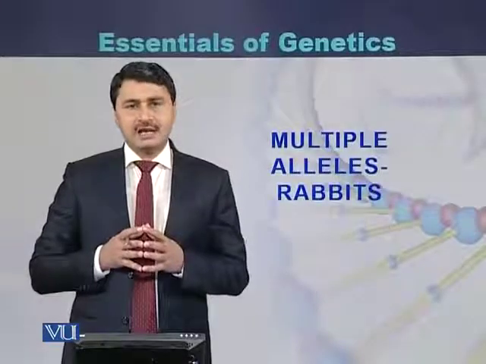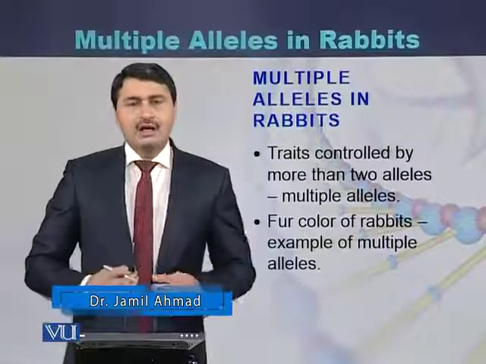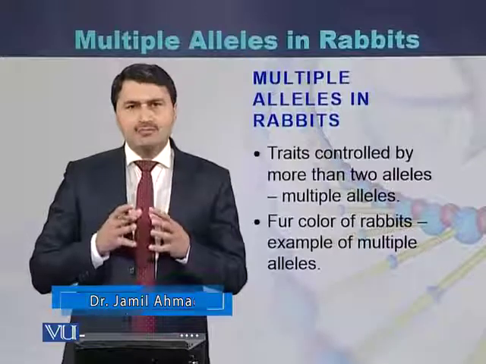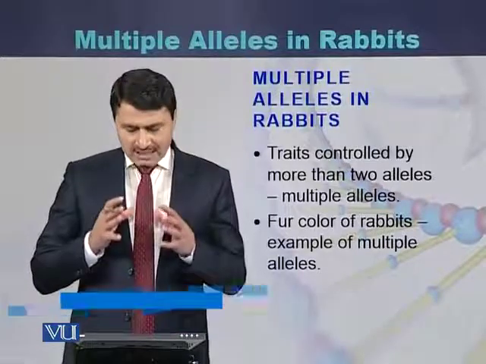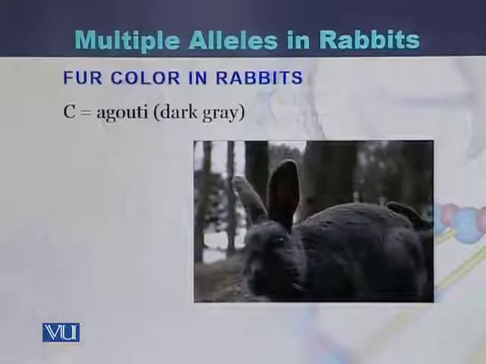Multiple alleles, and the example is fur color in rabbits. Multiple traits are those traits which are controlled by more than 2 alleles. Example is the fur color in the rabbits. Fur color in rabbits can exist in many forms.